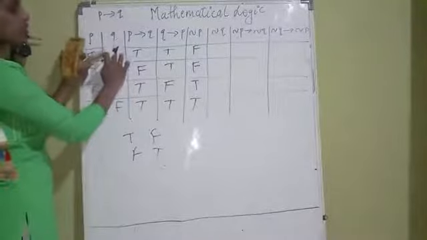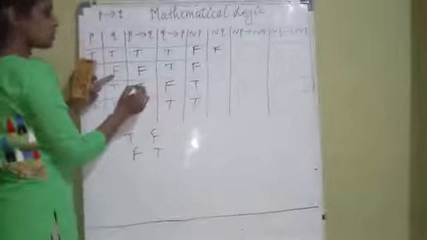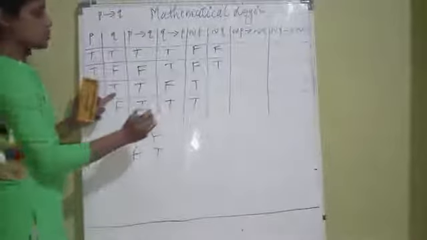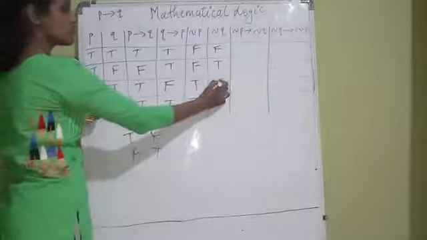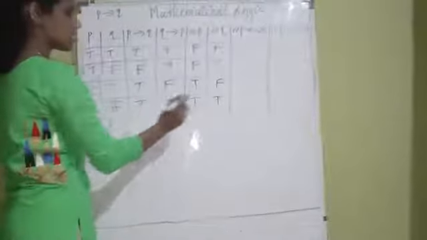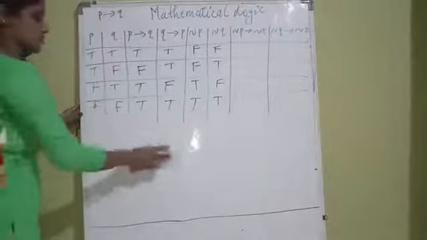Correct? Similarly for negation of Q. Q is true, so negation of Q is false. Q is false, so negation of Q is true. Q is true, negation of Q is false. Q is false, so negation of Q is true. Correct?